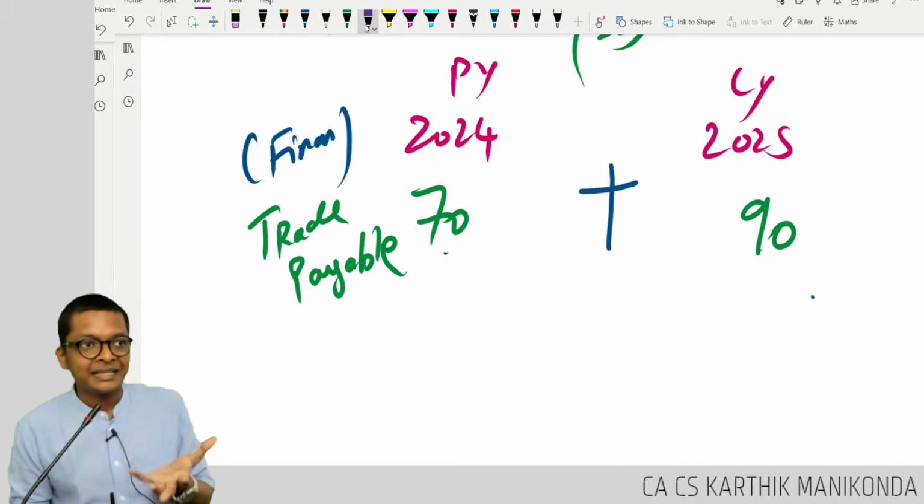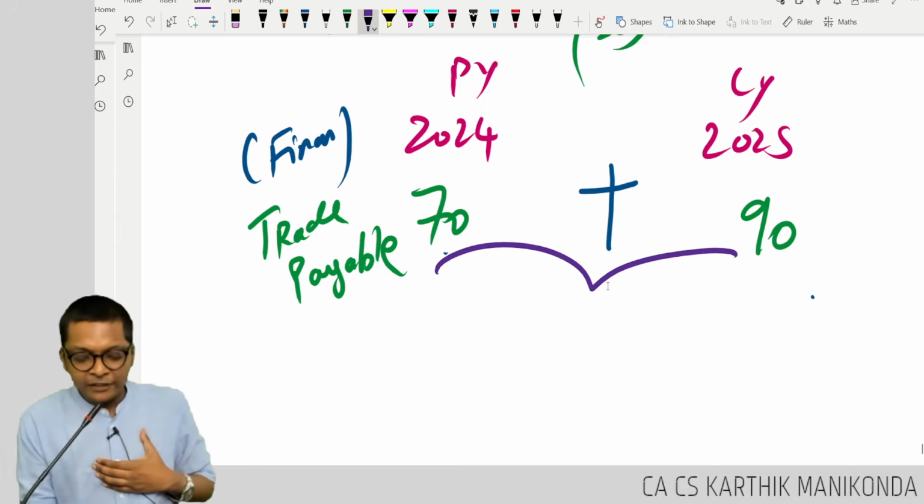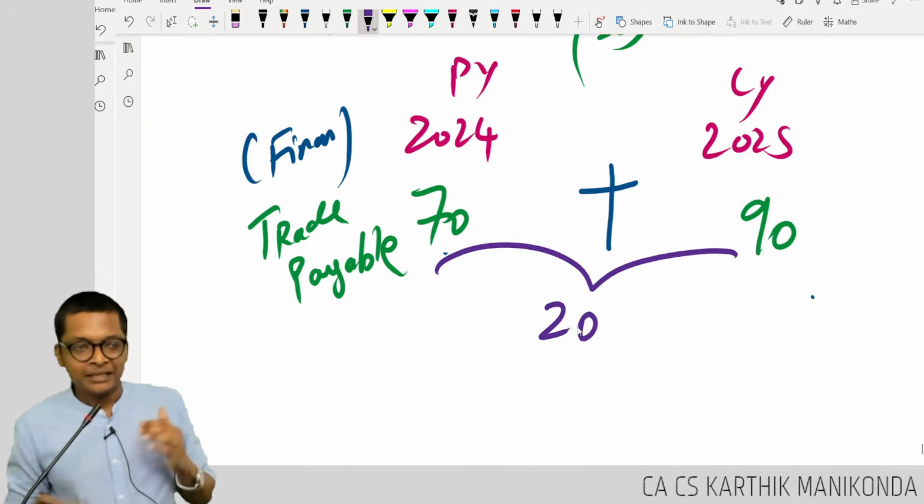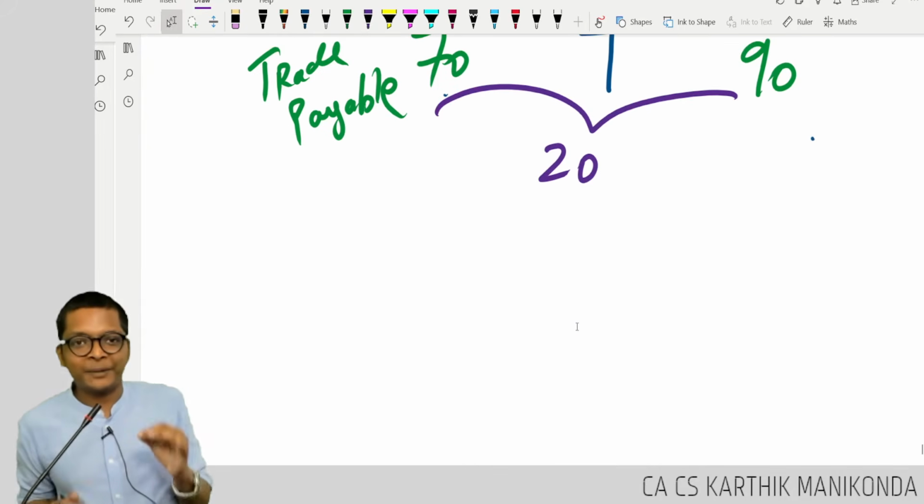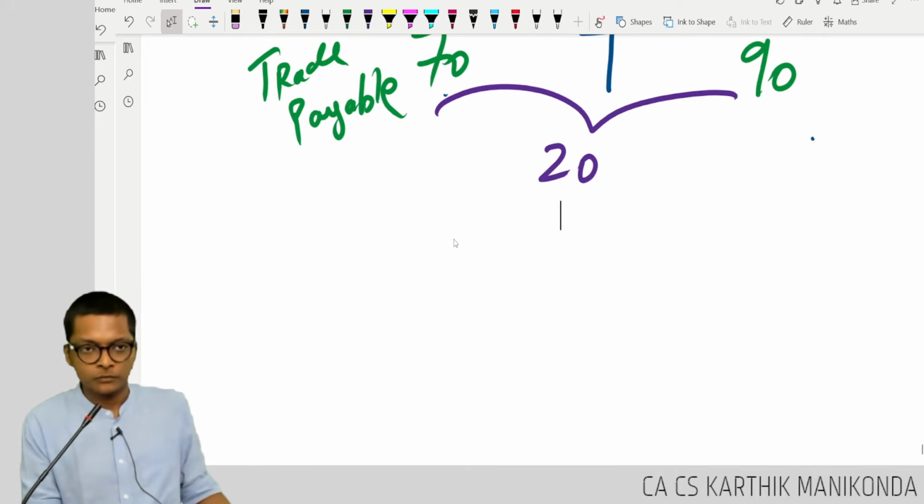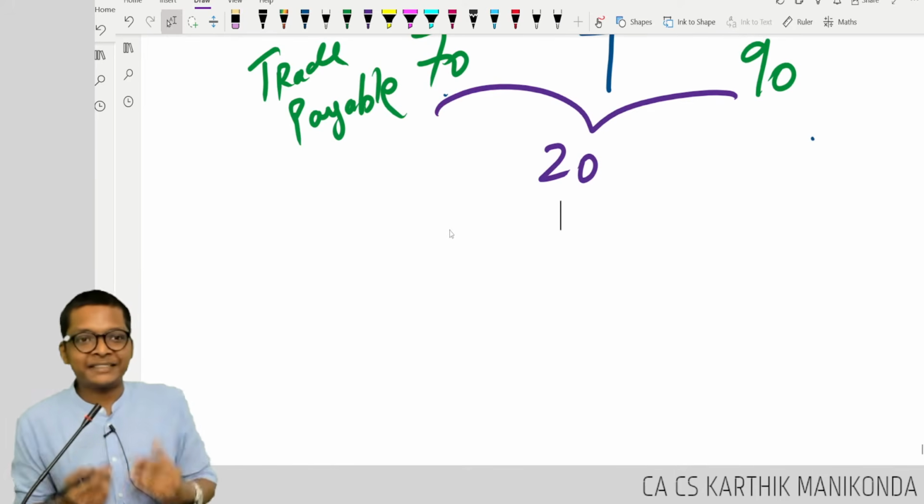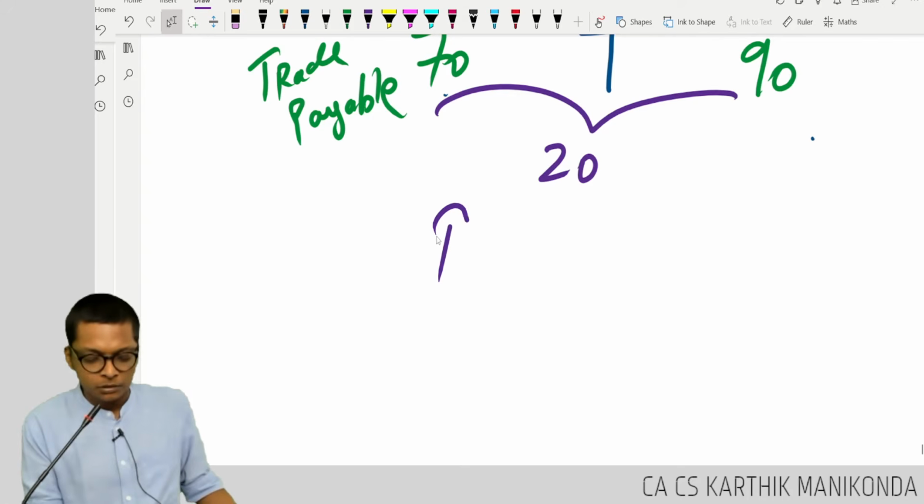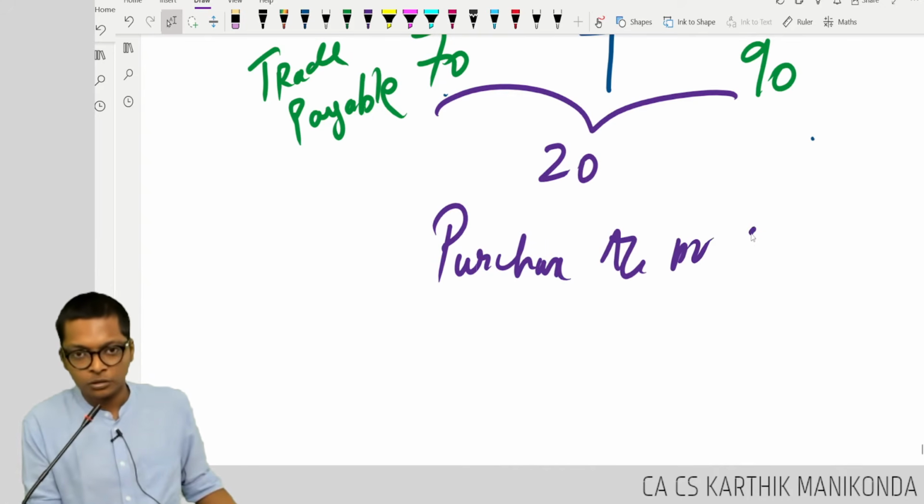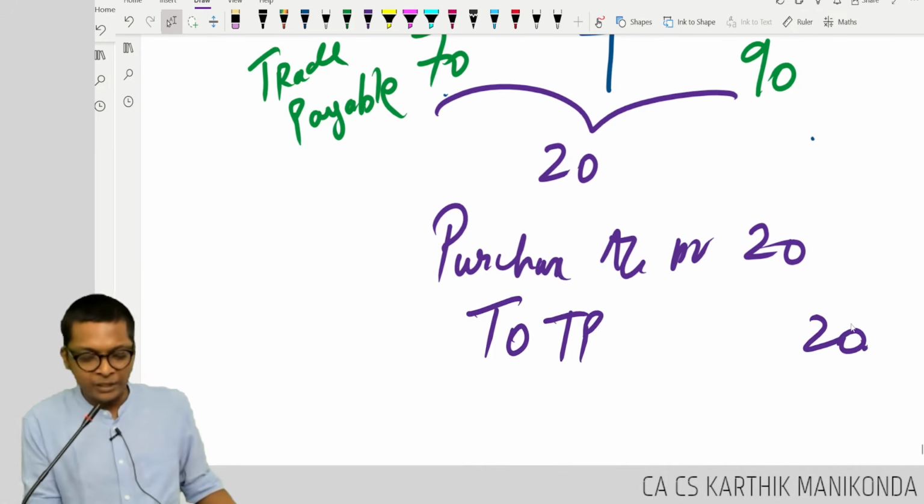Creditors has increased. Repeat with me. Creditors has increased by a net effect of how much? 20. Can you tell me the entry for credit purchase of 20? Purchase account debit 20, trade payables credit 20.